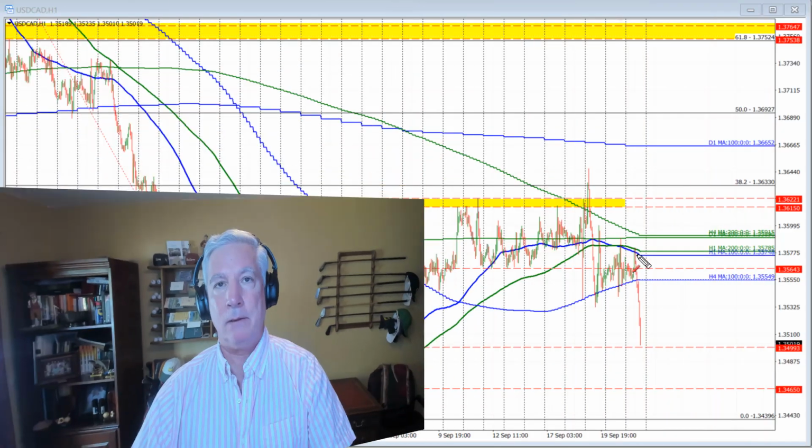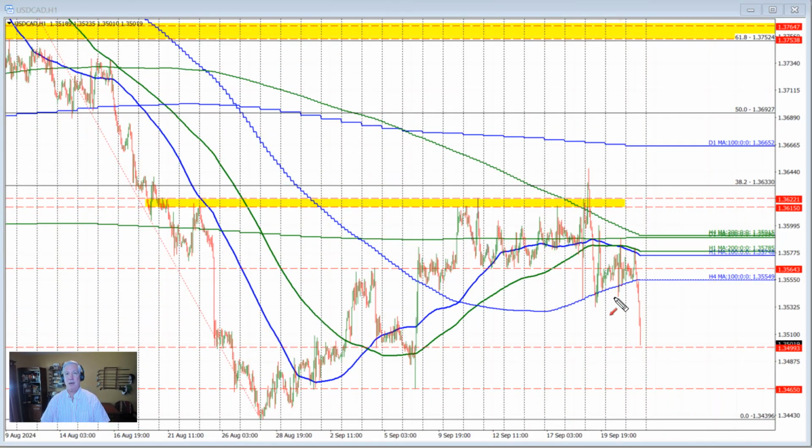This is a Forex quick look at the dollar versus Canada. It's moving sharply to the downside after breaking below some key support levels. I'm going to talk about it in this video, so let's get started. There are a couple things that stick out to me on this chart.